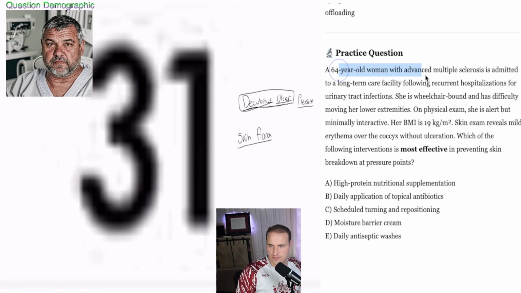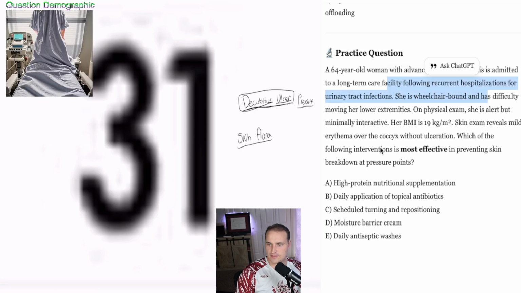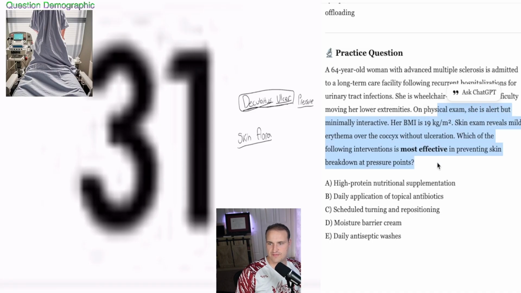All right, next we have a 64-year-old woman with advanced multiple sclerosis admitted to a long-term care facility, recurrent hospitalizations of urinary tract infections, wheelchair bound, has difficulty moving her lower extremities. Physical exam, she's alert, minimally interactive. BMI is 19. What's most effective in preventing skin breakdown?